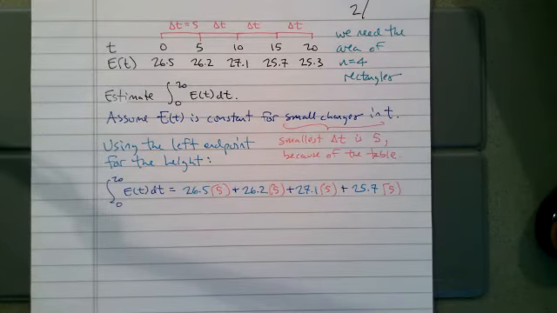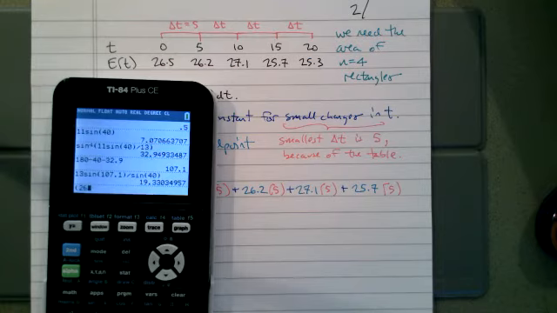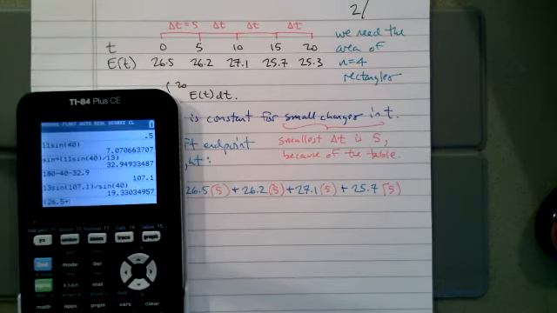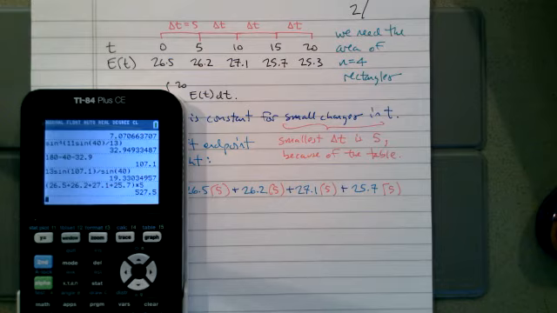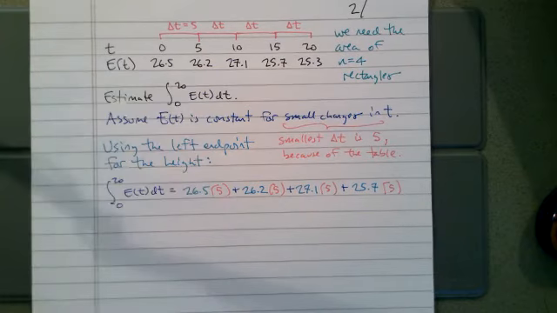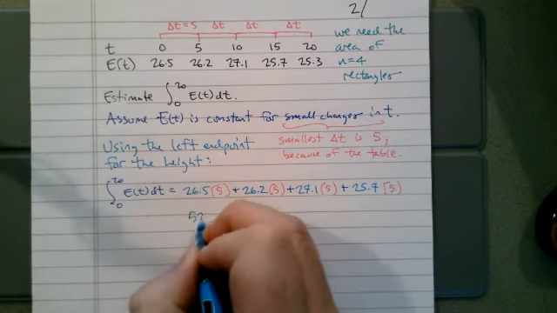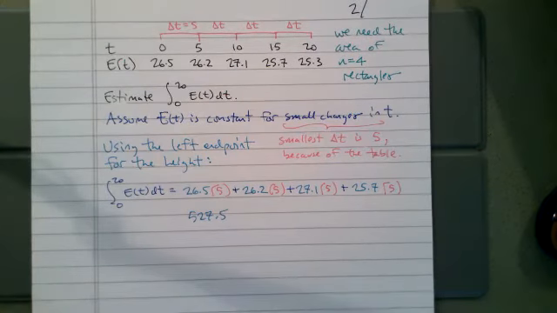Here I use the left endpoint for the height of each of those rectangles. So I'll just need a 26.5 plus 26.2 plus 27.1 plus 25.7, all multiplied by 5. I can factor it out because they're all being multiplied by a delta t of 5. So our total here is 527.5. And this is going to be in millions of metric tons.